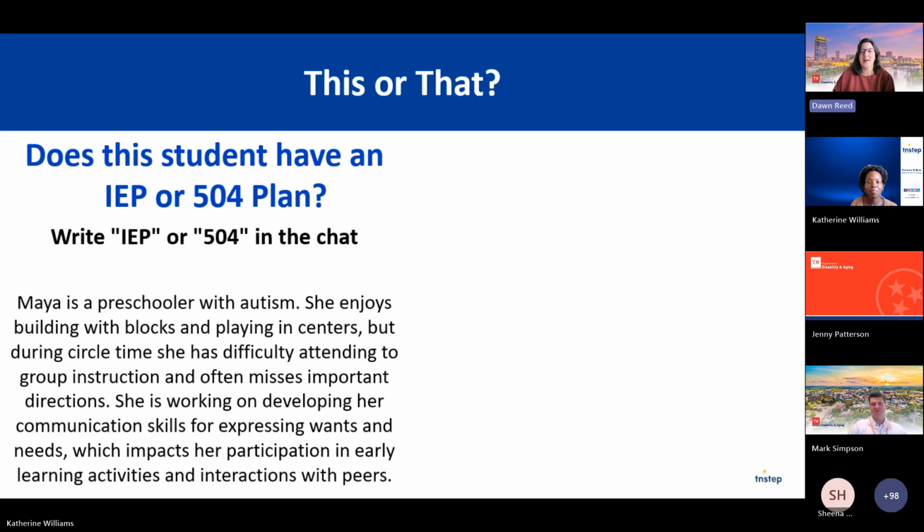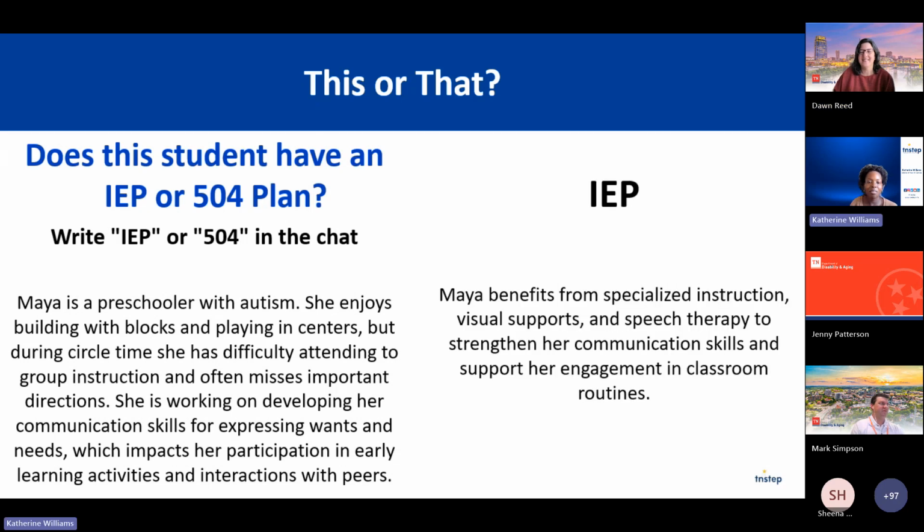Everyone is guessing IEP. Perfect. Yes, you are correct. So Maya benefits from specialized instruction, visual supports, speech therapy, all of this to help strengthen her communication skills and support that engagement in those classroom routines. Perfect. So you all did a great job on those.